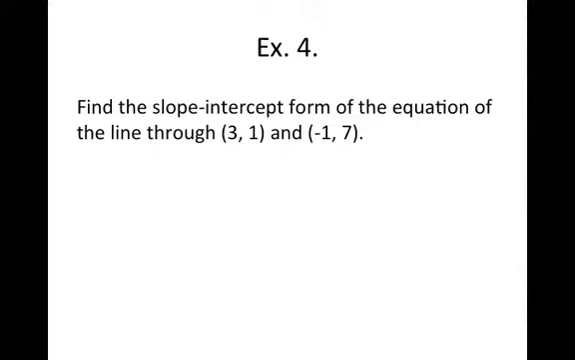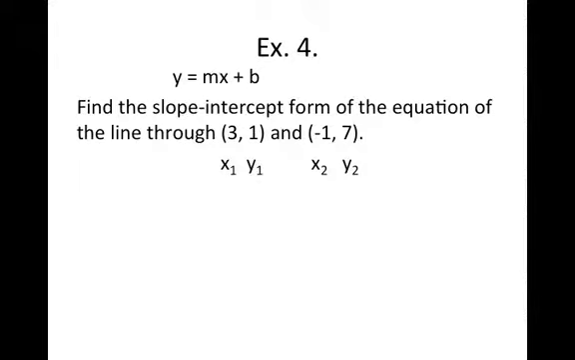Alright, example 4, we want to find the slope-intercept form of the equation of the line through (3, 1) and (-1, 7). Okay, so we're given 2 points. We know from geometry that 2 points define a line, so that's enough information. So again, let's think about what we're being asked for. We're being asked to write an equation of the line in y equals mx plus b form.